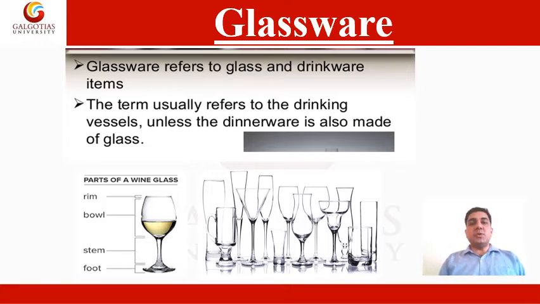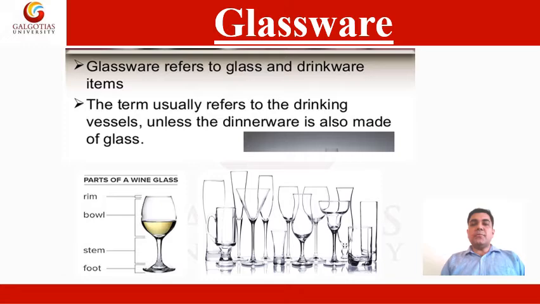So glassware refers to glasses and drinkware items. Basically, all glassware is made for the drinking purpose, right? So it also has another term, which is known as drinkware. The term usually refers to drinking vessels, unless the dinnerware is also made of glass. As I said earlier, if the dinnerware is also made of glass, that would count as glassware, not crockery. Crockery is supposed to be made of ceramics. So this term is used only for the drinking equipments, or glassware is supposed to be used for the drinking purpose. So that's what it is all about.